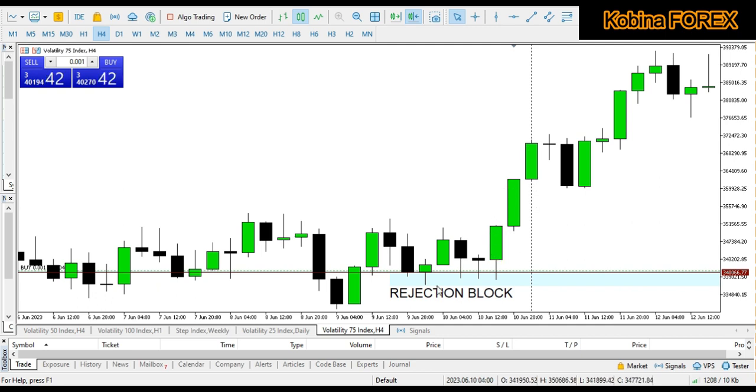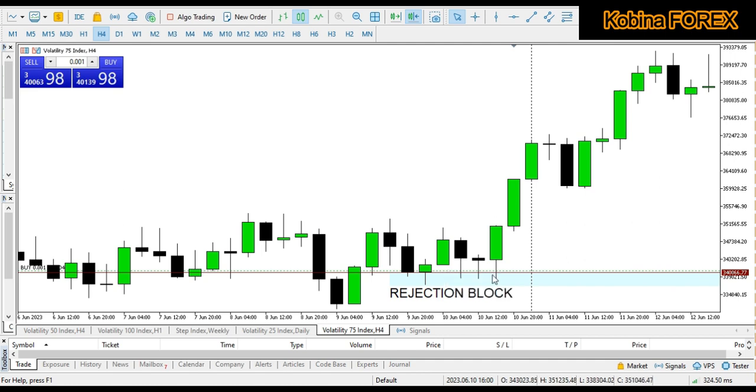If price was rejected here and traded back into an order block, traded back to take down an old high, then we are certain that the rejection block has really formed. So we wait for any form of reversal into that rejection, then we take a trade. So this is how the rejection block works. This is on a 4-hour time frame.